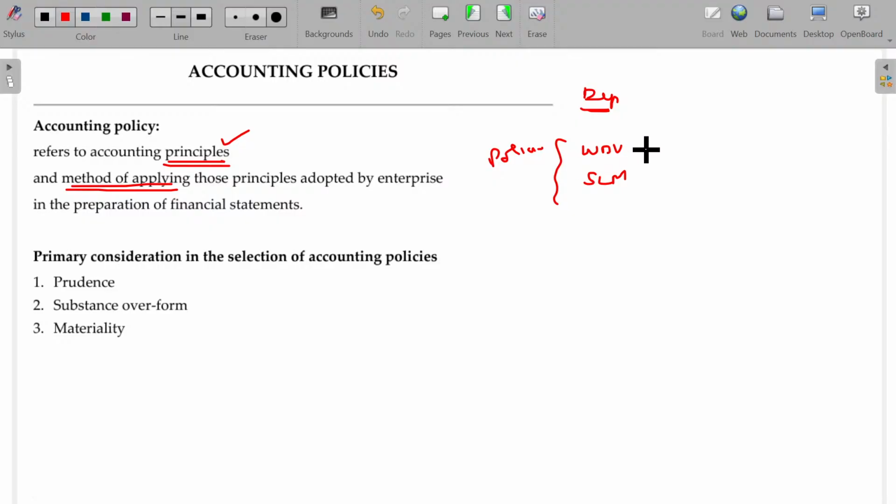And what do you want to select, sir? I go for the WDV method because it seems to be more faithfully representing the balance sheet. So I may choose this one. Between these two, how do you choose, how do you reject? What's the logic behind choosing the WDV method and rejecting the SLM method? There should be some logic, no? You say that WDV is superior to the SLM method. If you say so, give the reason. Three considerations are there primarily: one is prudence, another is substance over form, another is materiality. These are the 3 primary considerations.